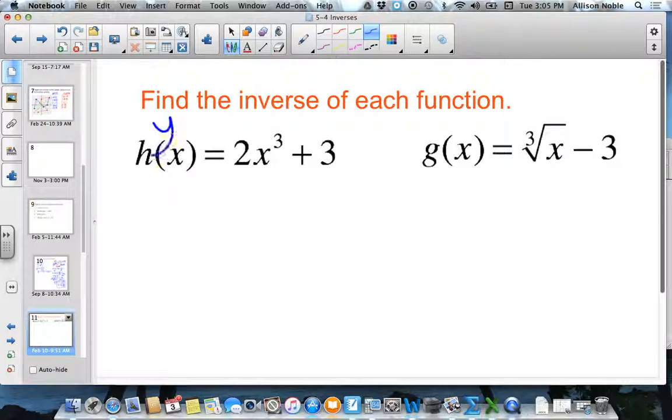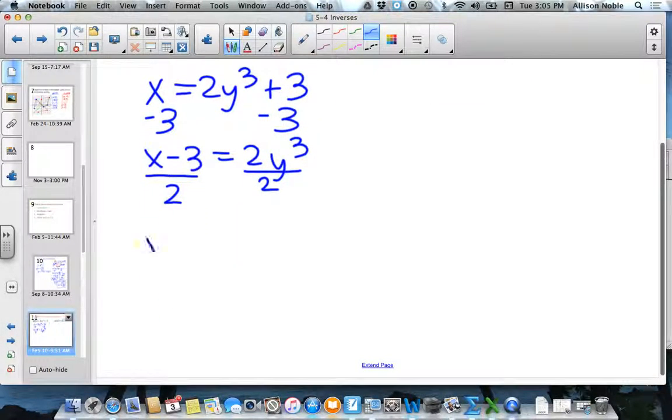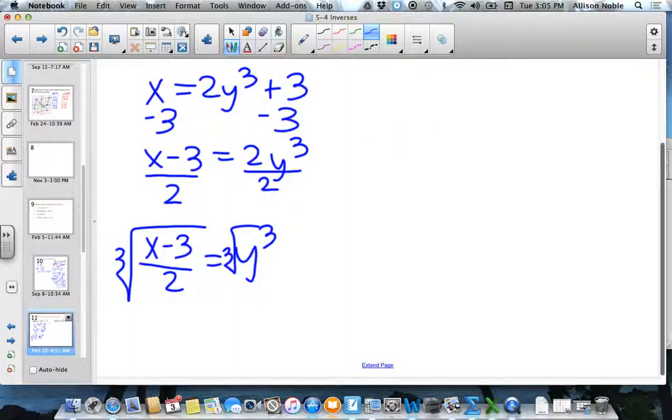So if I'm going to do these, I would replace that with y, then interchanging x and y, making it x equals 2y cubed plus 3. Then subtract 3. x minus 3 is equal to 2y cubed. Divide both sides by 2. So I would have x minus 3 all over 2 is equal to y cubed. And then I need to take the cube root of both sides, to get rid of the cubed on my y. And you can just leave it like this.